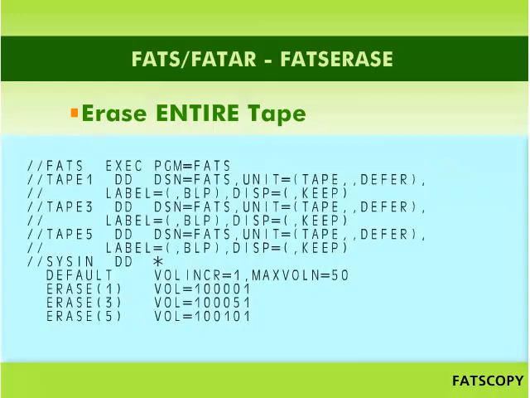The tape erase feature is useful if you are decommissioning tapes. You can use FATSERASE to erase the entire contents of each tape before it leaves the safe confines of your data center. This example will allow you to erase 3 tapes concurrently. Tape volsers starting with 100001 through 100150 will be erased.